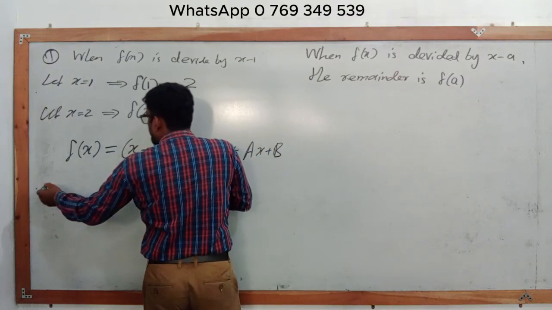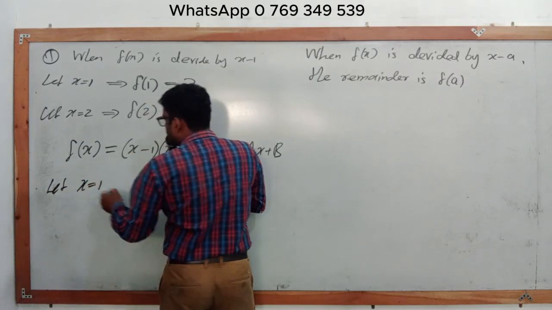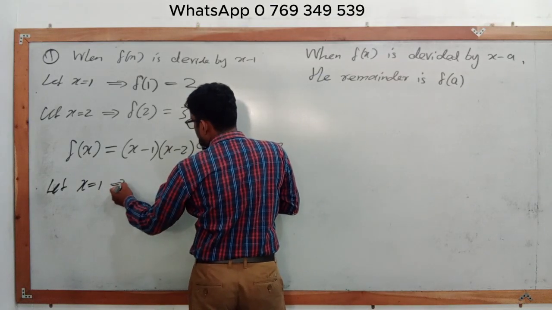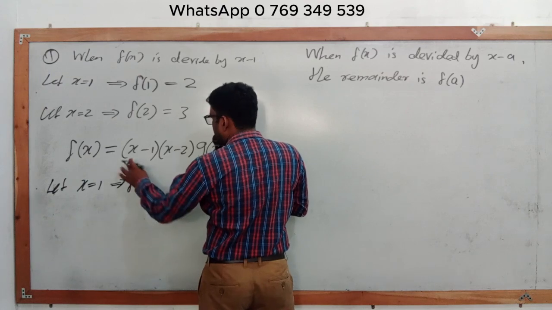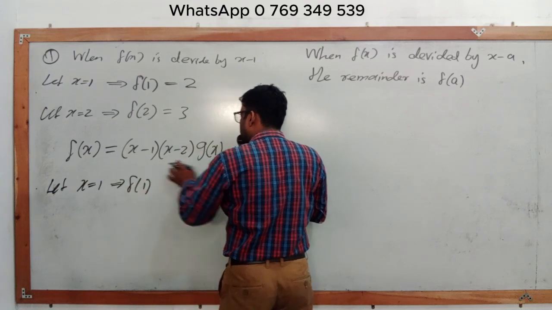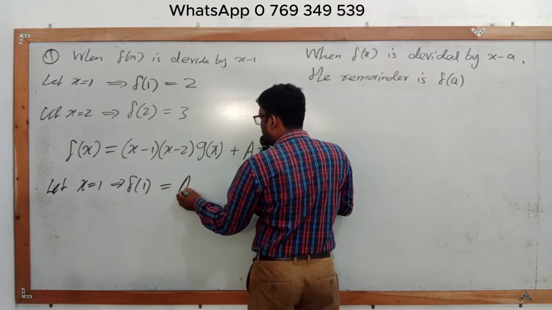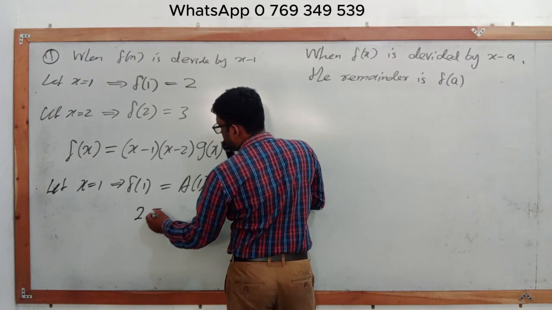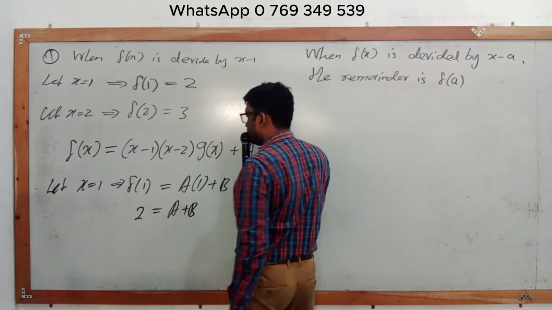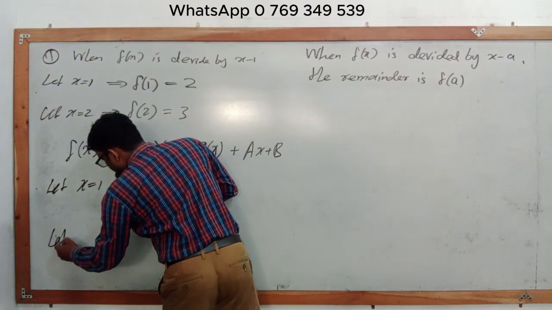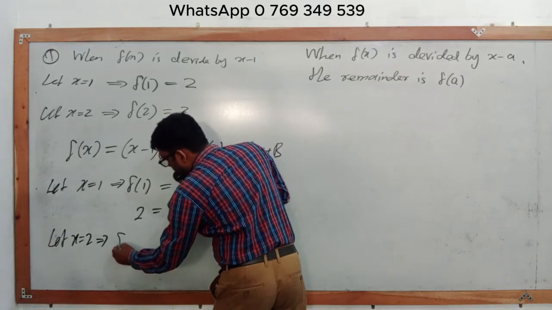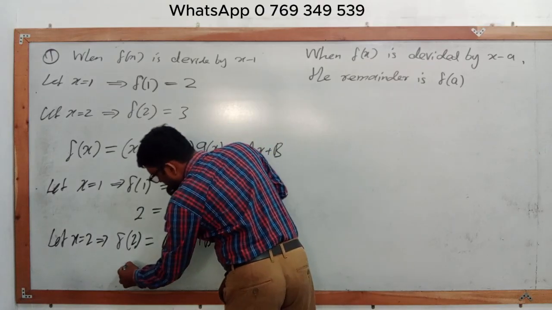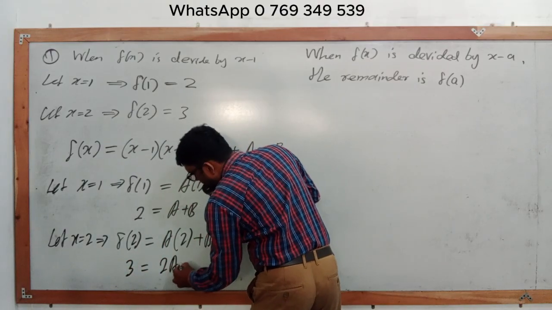Now we can take the same thing. Let x equal 1. Then f(1): here the product term is 0, therefore 0 equals a times 1 plus b. f(1) is given as 2, so a plus b equals 2. Let x equal 2. Now f(2) equals a times 2 plus b. f(2) is 3, so 2a plus b equals 3.